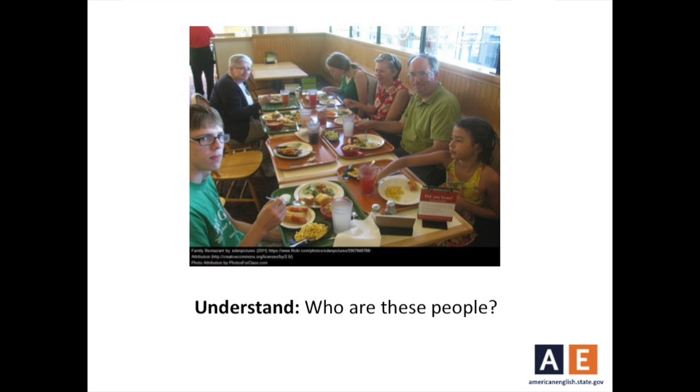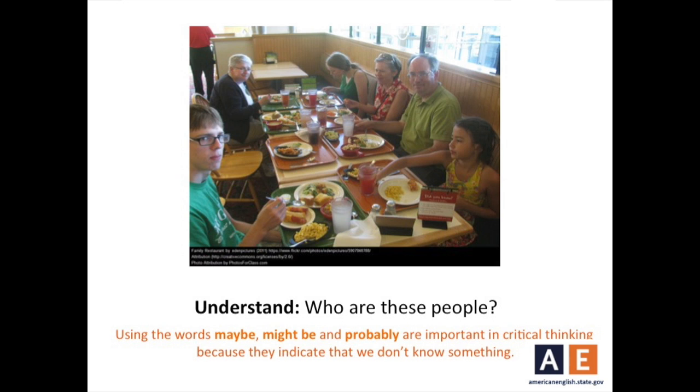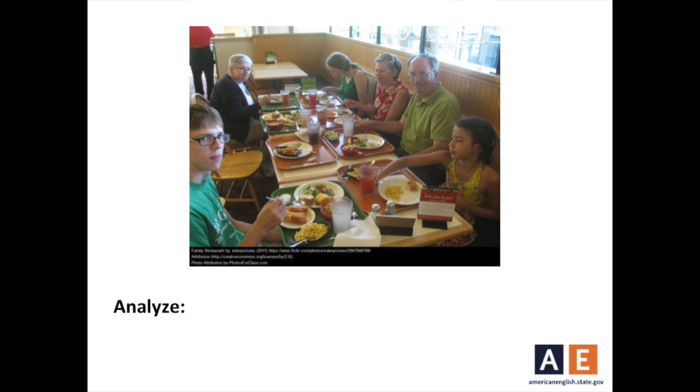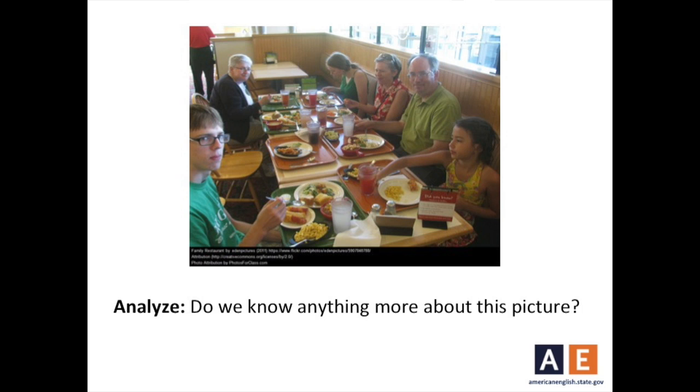Students will probably notice the empty chair. You can ask, who is missing? Maybe the grandfather, students will say. You ask, where is he? Students will say, he's probably taking the picture. Using words like maybe, might be, and probably are important in critical thinking because they indicate that we don't know something for sure. Analyze. Do we know anything more about this picture?